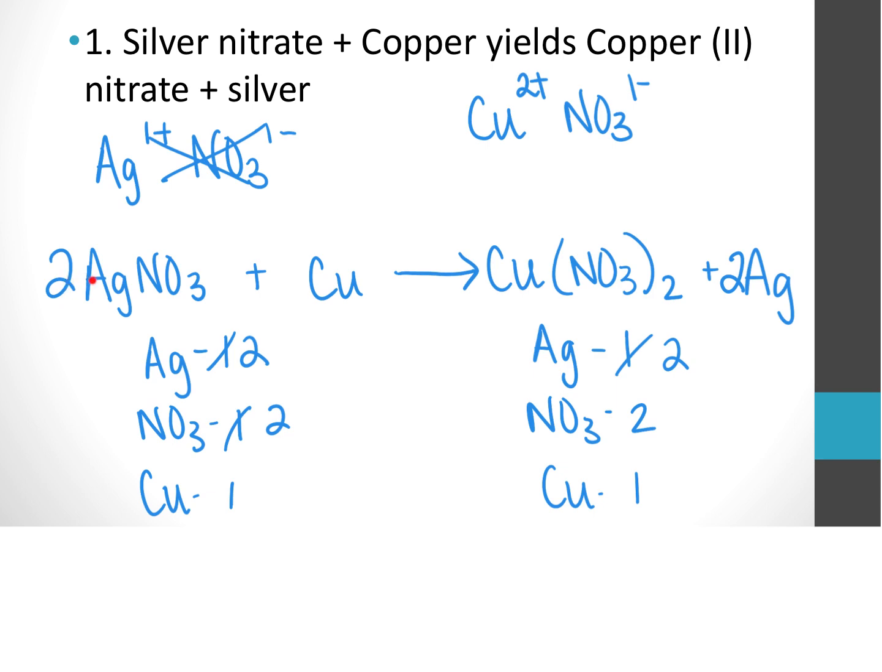So I just start on the left side. So I see there's 2 silvers. There's 2 silvers. Okay. This 2 distributes to nitrate. Okay, so there's 2 nitrates, and then there's 2 nitrates. There's 1 copper, 1 copper. So are we balanced? Good.